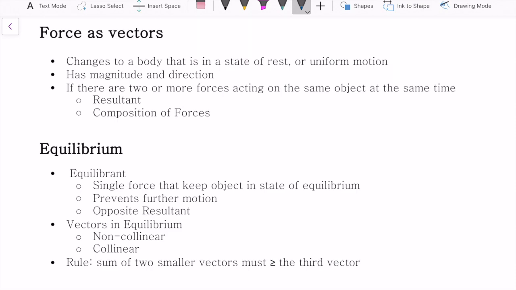Forces can also be represented by vectors that cause a change to an object that's either in a state of rest or in uniform motion. Like all vectors, it is made up of a magnitude and a direction.